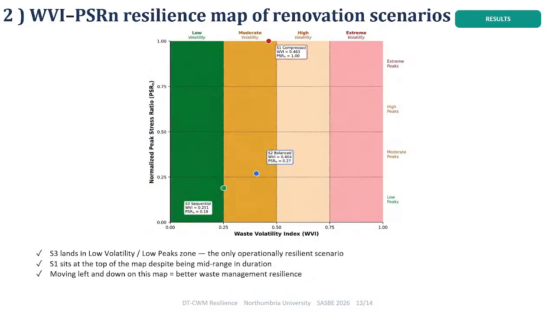And finally, this is the resilience map, which shows the waste volatility index against the normalized peak stress ratio. We can see here when we move to the left bottom, where the third scenario is with the least values for waste volatility index and the peak stress ratio, it means better waste management resilience, and that is exactly where the scheduling structure enables us to be.